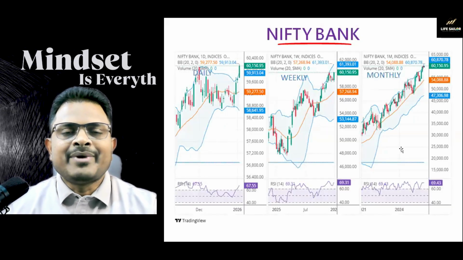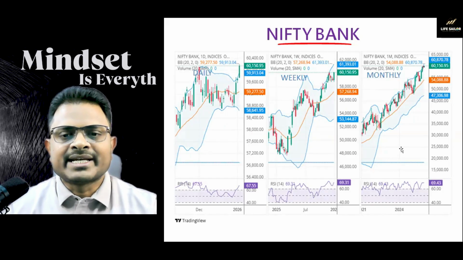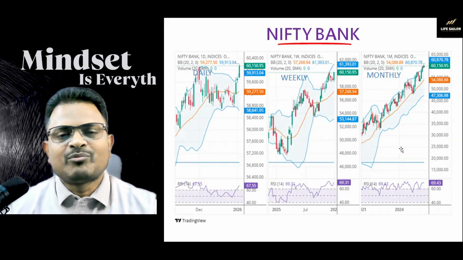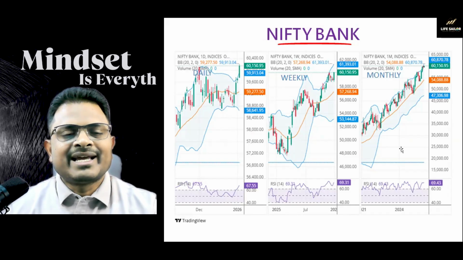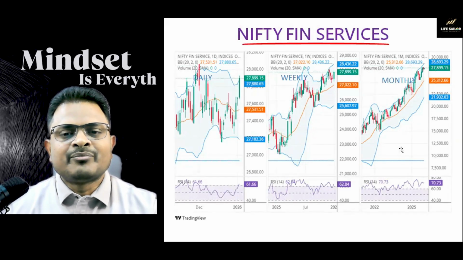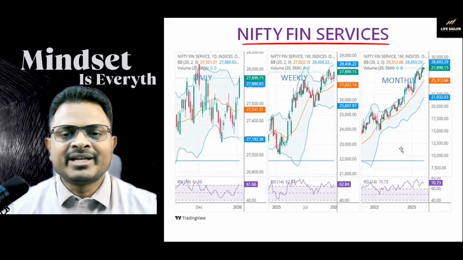First one is Nifty Bank. Banking is the primary sector for us. Very good performance from the banks: monthly, weekly and daily, all three RSI above 60. We can say Bank Nifty's performance is better than Nifty 50's. Nifty Fin Services: monthly, weekly and daily, all three RSI above 60. Clearly, Fin Services is also supporting Bank Nifty.